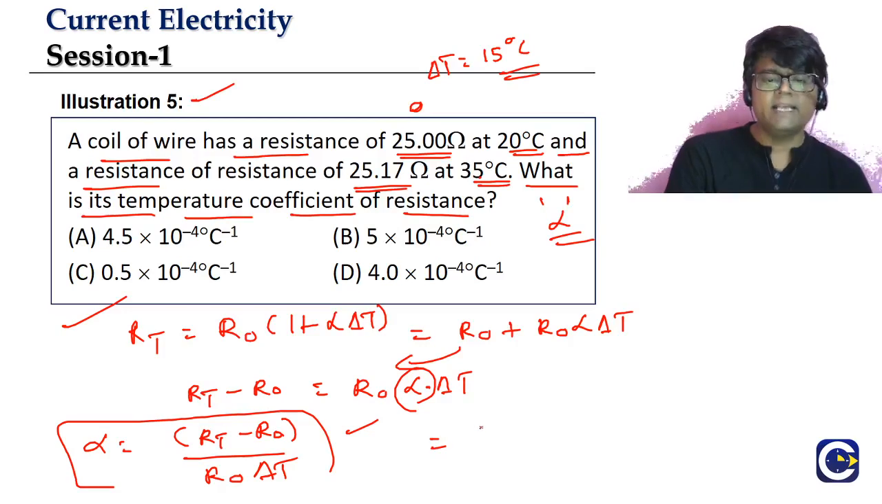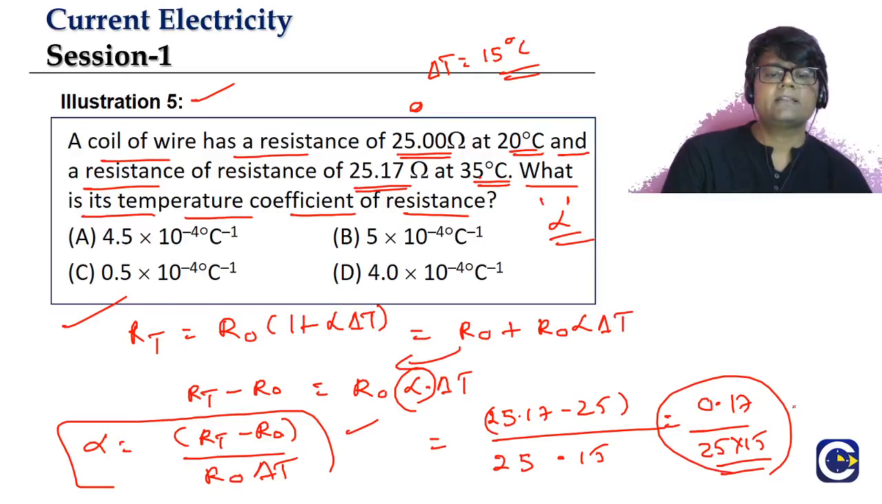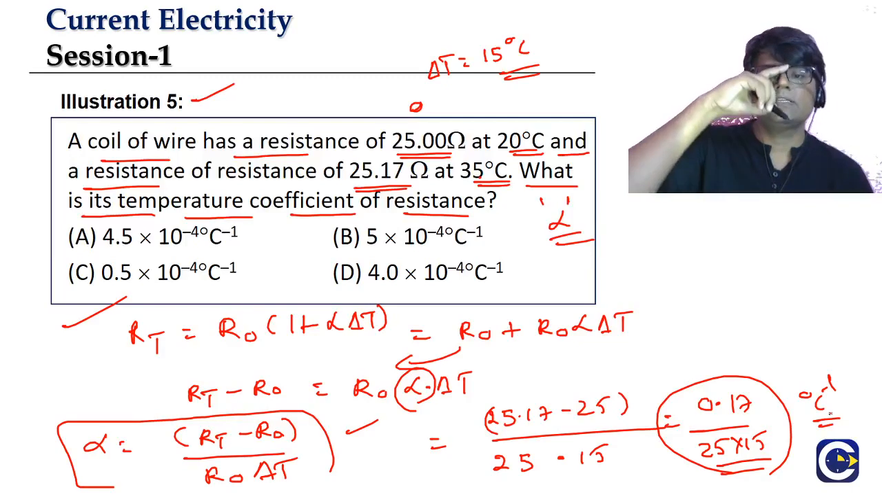Anyone is able to get the answer for this? RT value is 25.17. 25.17 minus 25, that is the numerator part, divided by 25 into delta T, which is 15. So the numerator is 0.17 by 25 into 15. Okay, so just do the math, guys. And what will be the unit? Degree centigrade inverse. What is the unit of alpha going to be?